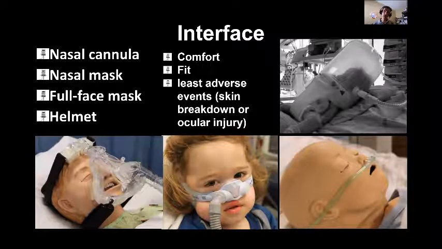The interfaces are how you connect CPAP to the patient. There are different ways. There is the nasal cannula or nasal prong, and there is the nasal mask, a mask over the nose, of course of different sizes. And you can use a full face mask, but usually we don't like to use it in CPAP. It's not a preferred method, but it's another option.